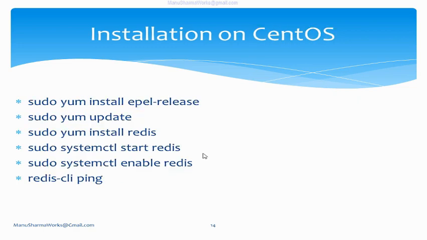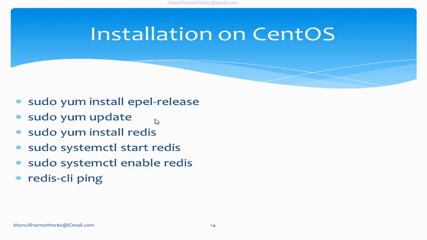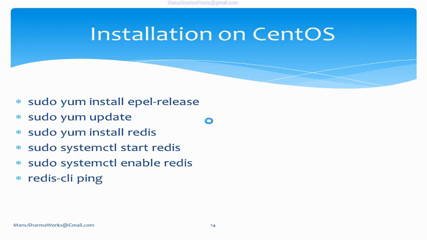For CentOS, there is a different set of commands, but it will work similarly to Ubuntu. These are the commands to install the release, then install the server, then systemctl start redis, enable redis, and then ping is a command to check connectivity. If you type ping in the Redis CLI and it returns PONG, then it shows that it is working.